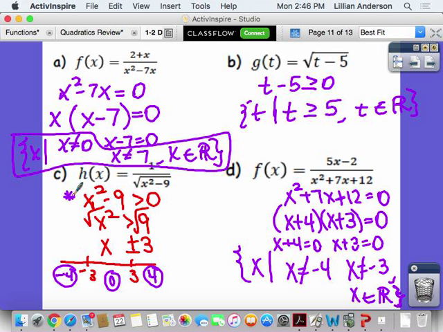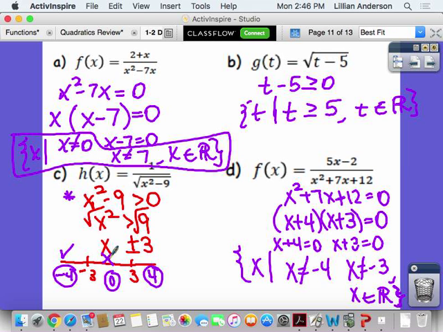If I plug in -4 and I square it, what is that? 16. What's 16 minus 9? 7. That's a positive number. That's a number that's greater than 0, right? So that means it is a part of our domain. Everything that's to the left of -3 is a part of our domain. When I plug in 0, 0 squared minus 9 is what? -9. Is -9 greater than 0? No. So that means that between -3 and 3 is not a part of my domain.